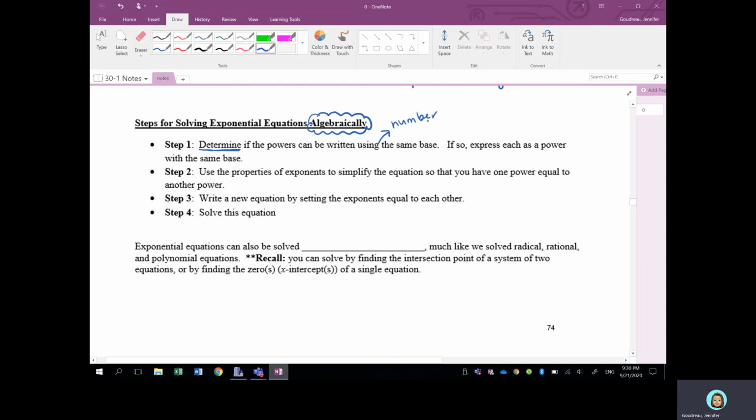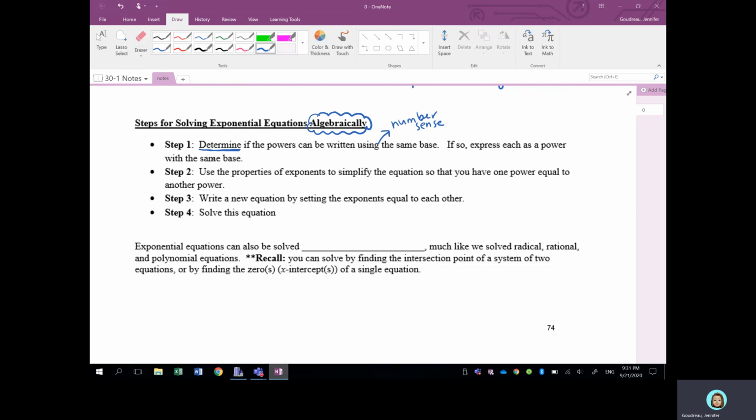You need to be able to look at a given base and decide if it can be written as a different base. So it's just based on your experience with numbers and your ability to recognize when we can change a number into a different base. If we can write the powers in the same base, we will do so. So that might require us to do a little bit of work in terms of some numbers.